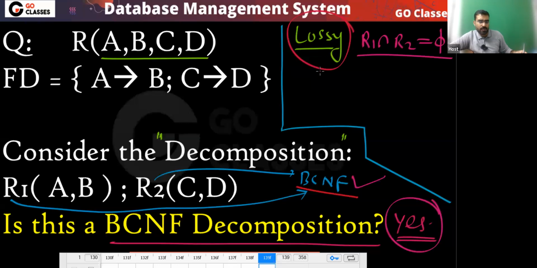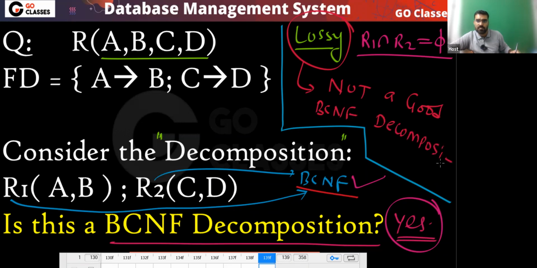So a lossy decomposition, can it be a good decomposition? If you have a decomposition which is lossy, it cannot be good. So you can clearly see that I can say this is not a good BCNF decomposition. Can I say this? Not a good BCNF decomposition. But this is a BCNF decomposition.